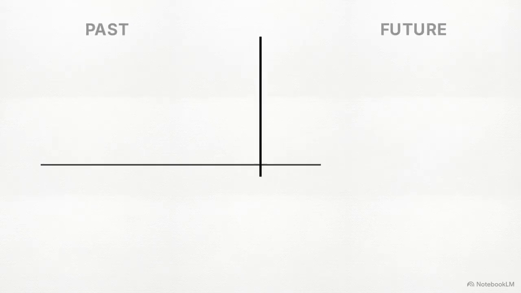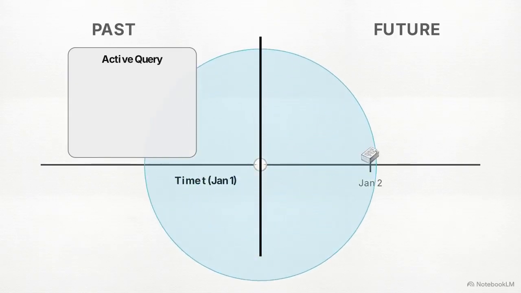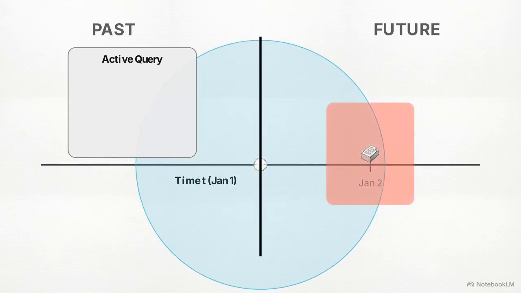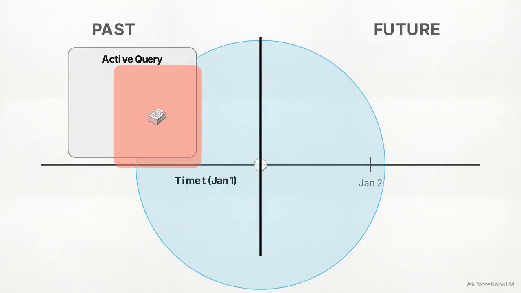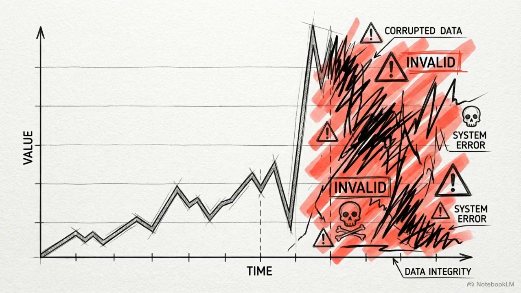But standard vector databases lack strict temporal barriers. If an architect simulates a backtest on January 1st, the search radius bleeds forward, inadvertently retrieving a document published the next day, pulling future knowledge backward into the active query. This data leakage is known as look-ahead bias. It creates artificially high returns in testing and completely invalidates the results of the financial model.